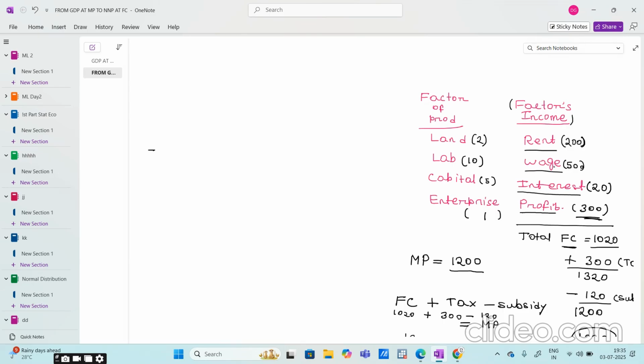the factors. Income of factor land is rent, income of factor laborer is wage, income of factor capital is interest, and income of enterprise is profit. And from the perspective of the producer, we can also say that this factor income is basically the factor cost.